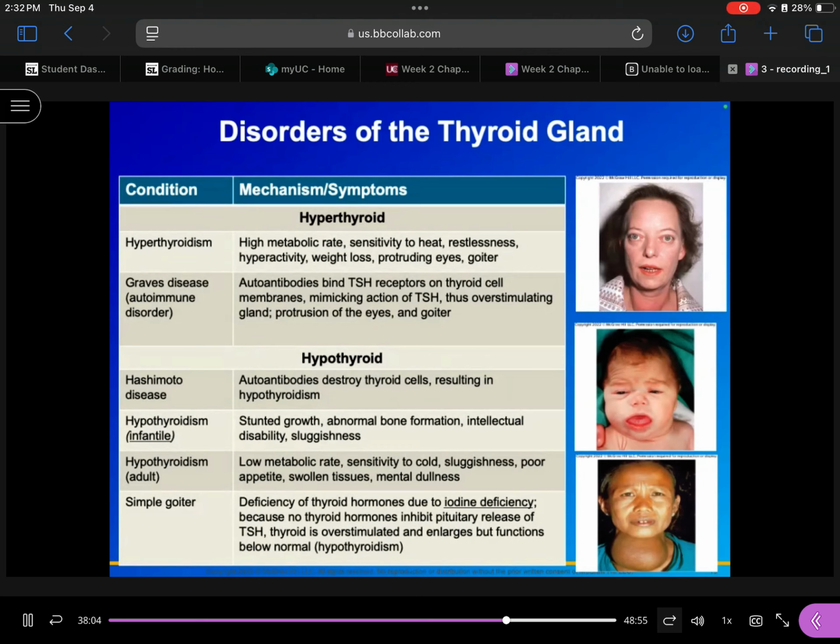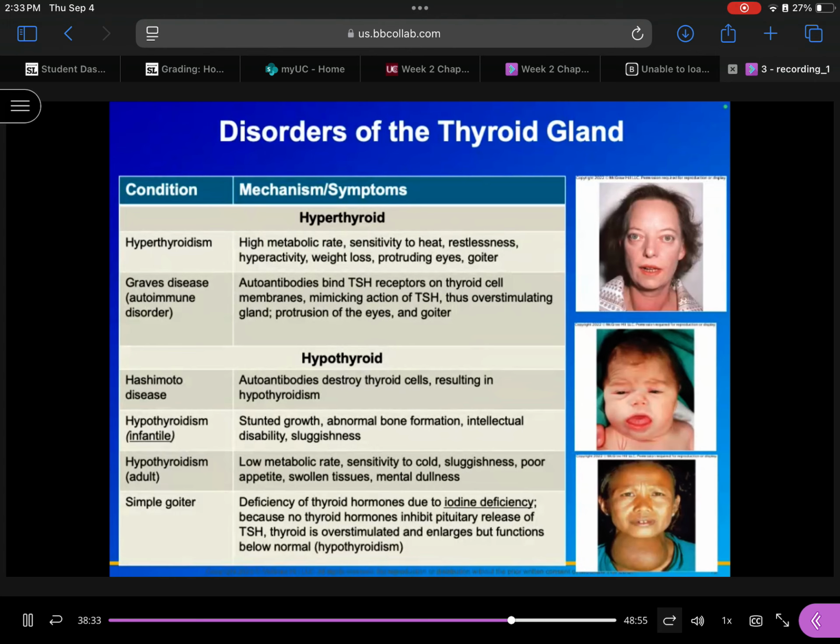So if this is an autoimmune disorder, we're going to have autoantibodies, and so that means destructive to self. They're going to bind to TSH receptors, so thyroid stimulating hormone receptors on the thyroid cell, and they mimic the action of TSH. So if they mimic the action of TSH, they're binding to it, they're causing an overstimulation of the gland, and this can lead to protrusion of the eyes as well as a goiter development.